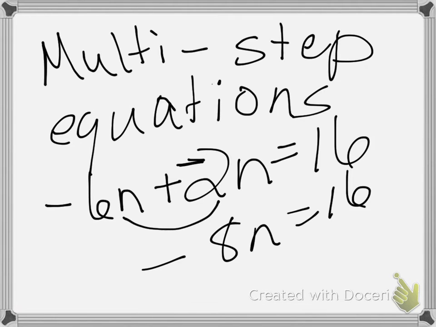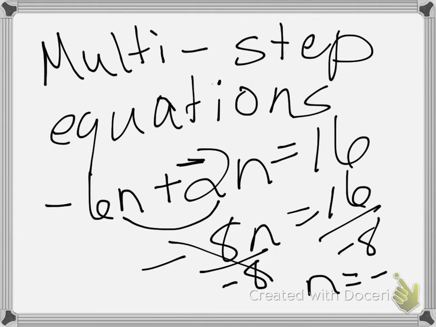And we don't have any variables to move, so we're good there. And we don't have anything to add or subtract, so all we have to do is divide by negative 8. And we are good to go. n is equal to negative 2. So that's a real easy one. All we had to do there was combine like terms, and we're good to go.